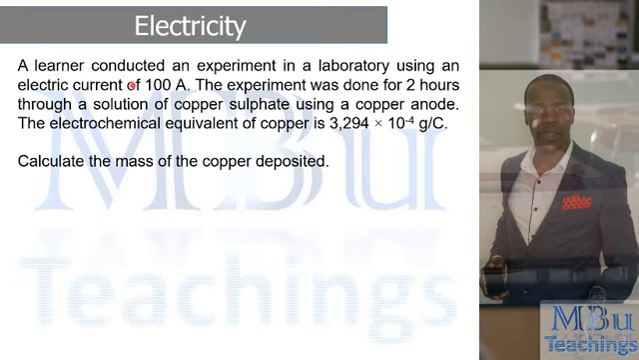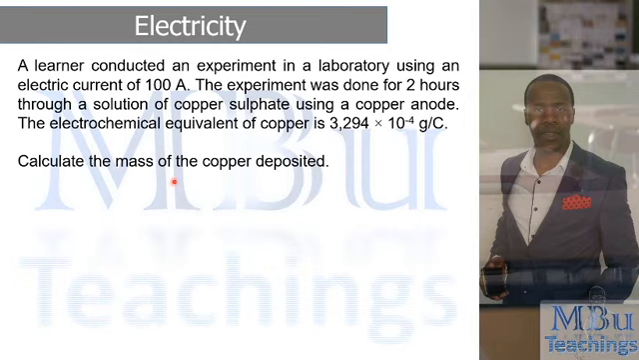Alright, so we are told that a learner conducted an experiment, I think it's Faraday. A learner conducted an experiment in a laboratory using an electric current of 100 amps. The experiment was done for 2 hours through a solution of copper sulfate using a copper anode. The electrochemical equivalent of copper is 3.294 times 10 to the power -4 grams per coulomb. So this is the electrochemical equivalent value.